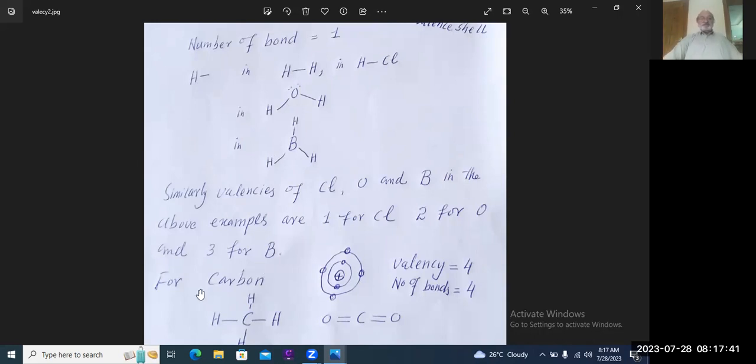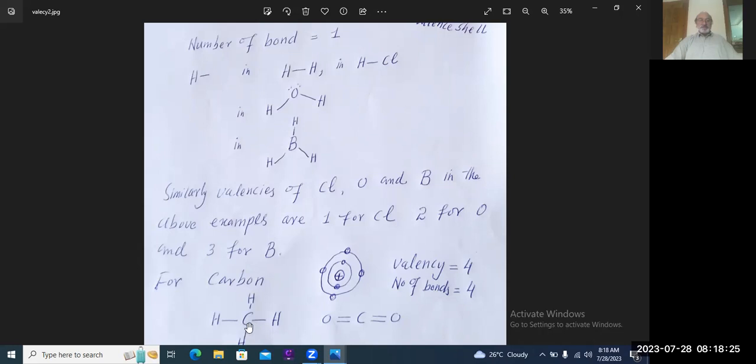The other example is carbon, with atomic number 6. You can see the configuration and the structure here. This is the nucleus, this is the K shell, and this is the L shell. You see, the L shell contains 4 electrons. So the valency of carbon is 4. The number of bonds carbon can form with the atoms of other elements is 4. You can see examples here.